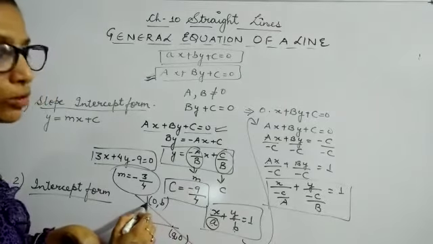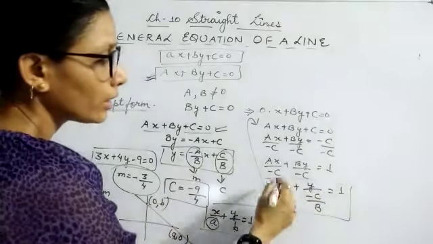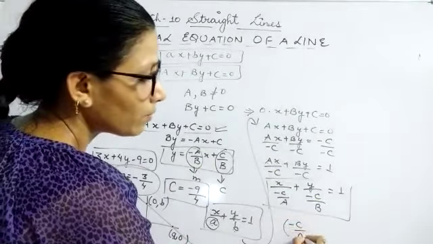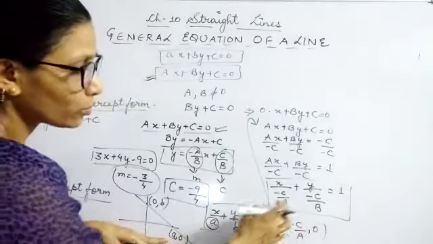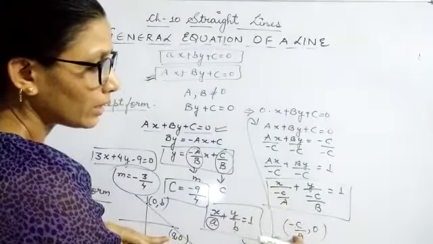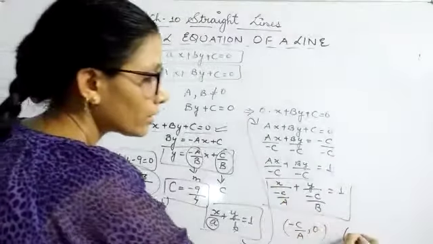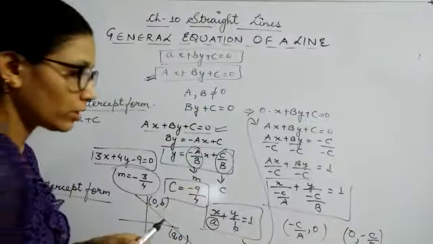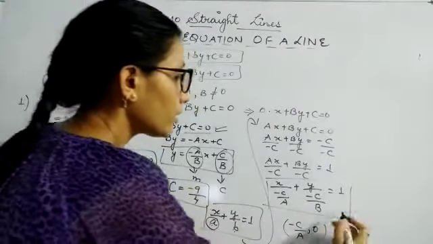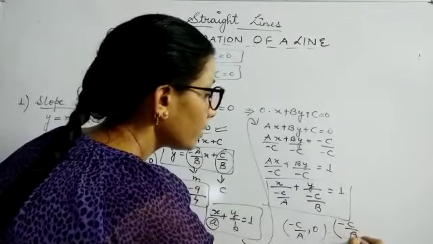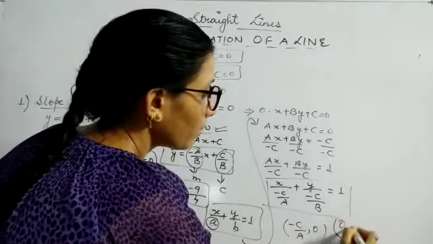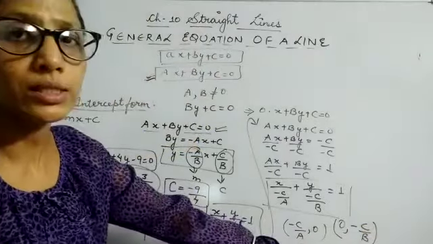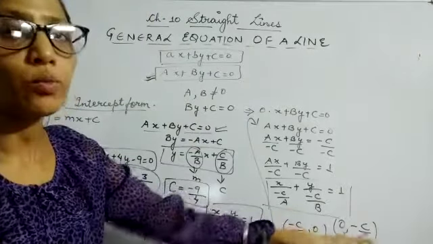B is the intercept made on the y-axis. So here I can say the coordinate on the x-axis is given by minus c by a comma 0. Here it is a comma 0. So what is the value of a? It is minus c by a. And the intercept on the y-axis is 0 comma minus c by b. So these are the two coordinates: 0 comma minus c by b is your coordinate on the y-axis, or I can say these are the intercepts made on the x-axis and y-axis.